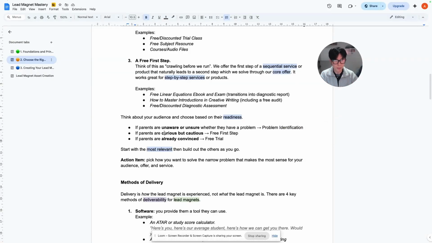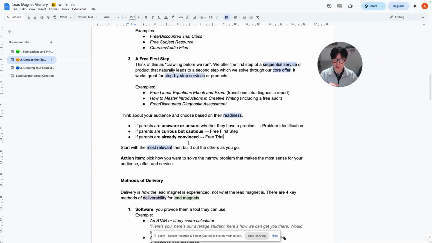If parents know they have a problem, but they're just a bit curious or a bit cautious, then a free first step can work great. And if parents are already convinced, but they're just seeing what options they have, then a free trial can work great as well. You can pitch it in the way that you can do your research for the next week, or you can get started with us through a free trial, no commitment, no strings attached, tomorrow.